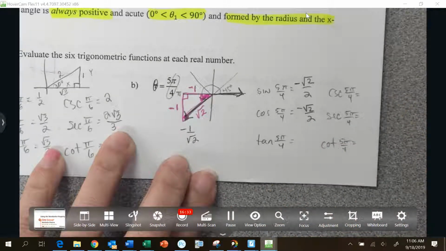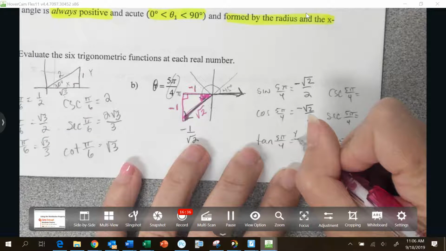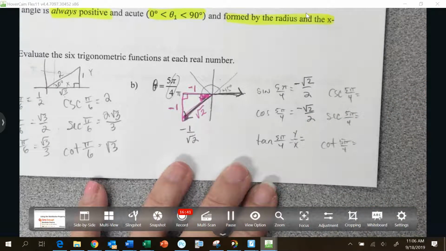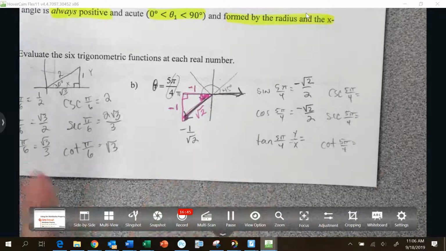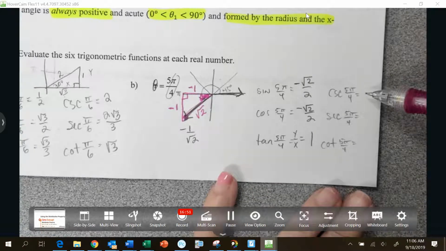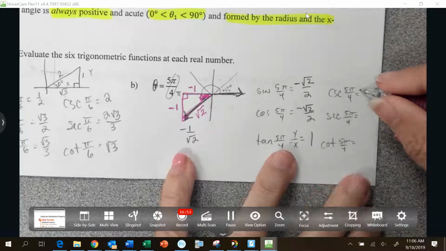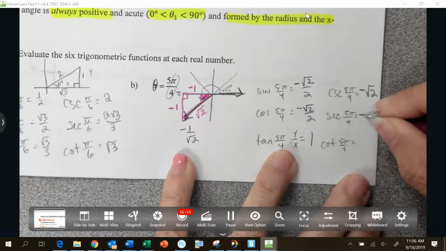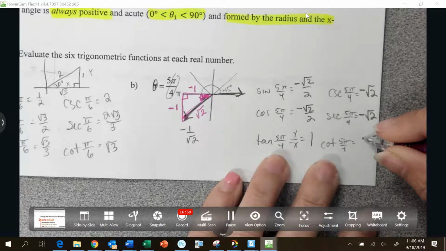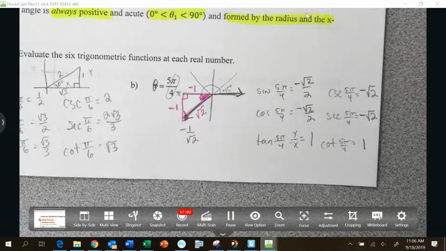Tangent is y over x. So when I do y over x, I get -1 over -1, which becomes positive. So we've got to just watch our signs. Cosecant is going to be negative radical 2, then secant is negative radical 2, and cotangent, if I flip 1, I still get 1. All right.